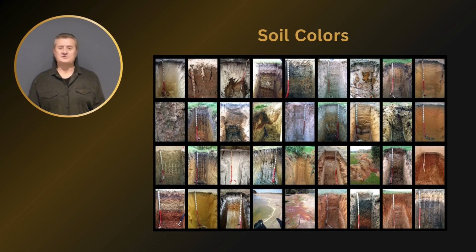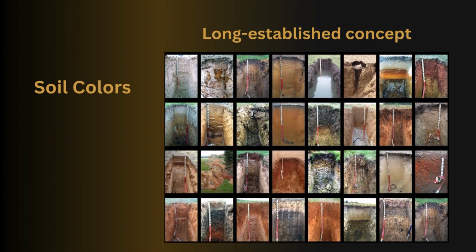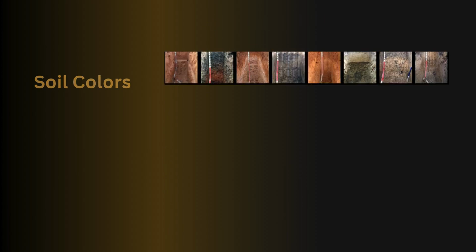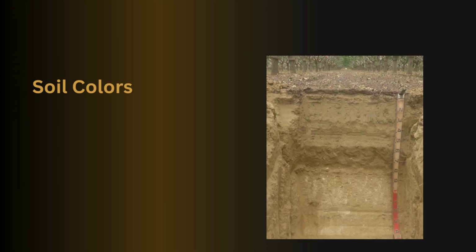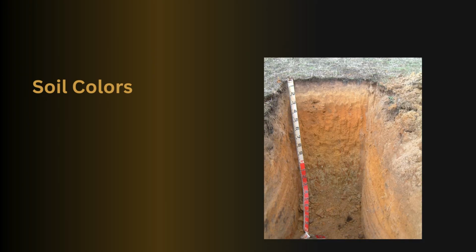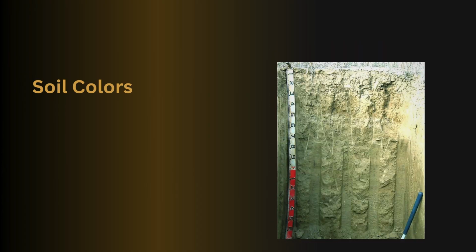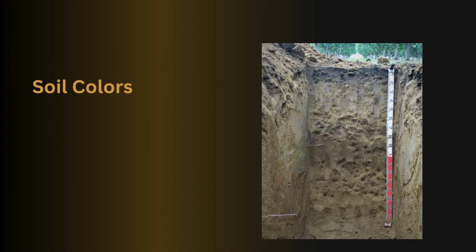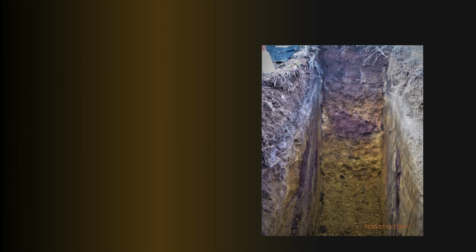Hi everyone, today we are going to talk about soil colors and what they mean in practice. Soil color is a long established concept, and some color class names such as black, white, red, yellow, gray, orange, brown, blue, green, olive, purple, etc. soils are very old indeed.